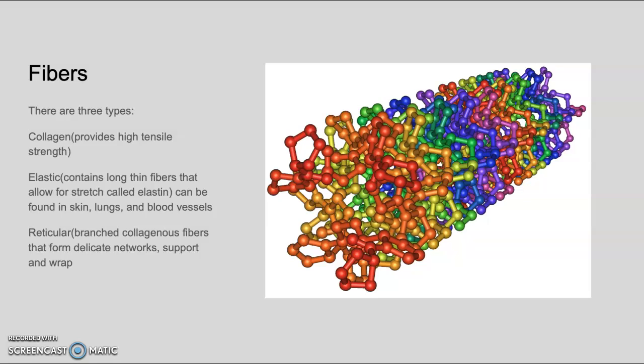Moving on to the fibers, there are three types. You have collagen, which provides high tensile strength. Elastic fibers contain long, thin fibers called elastin that allow for stretch. It can be found in lungs, skin, and blood vessels. Reticular is the third type, which are branched collagenous fibers that form delicate networks which support and wrap.